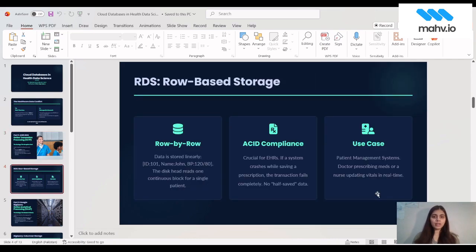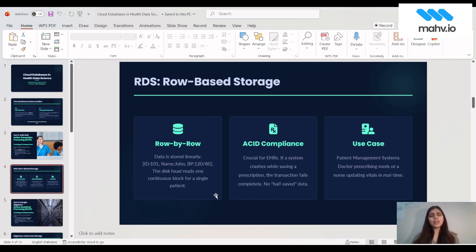Moving on to the next thing, that is RDS row-based storage. We have three things that we're going to discuss here. The first is row by row. The data is stored linearly, in rows. First you'll have the ID, then the name, and then the blood pressure of that patient. The disk head reads one continuous block for a single patient. So when the system needs the data for John, one full row will appear for us.